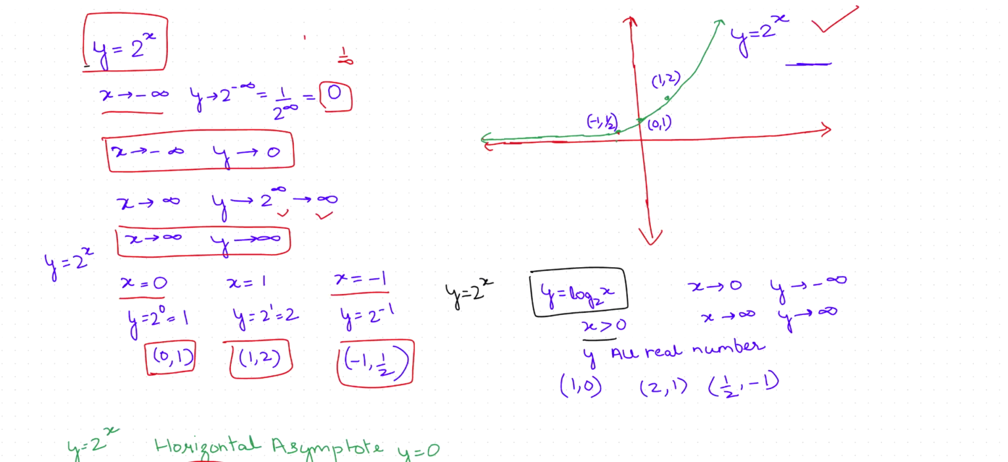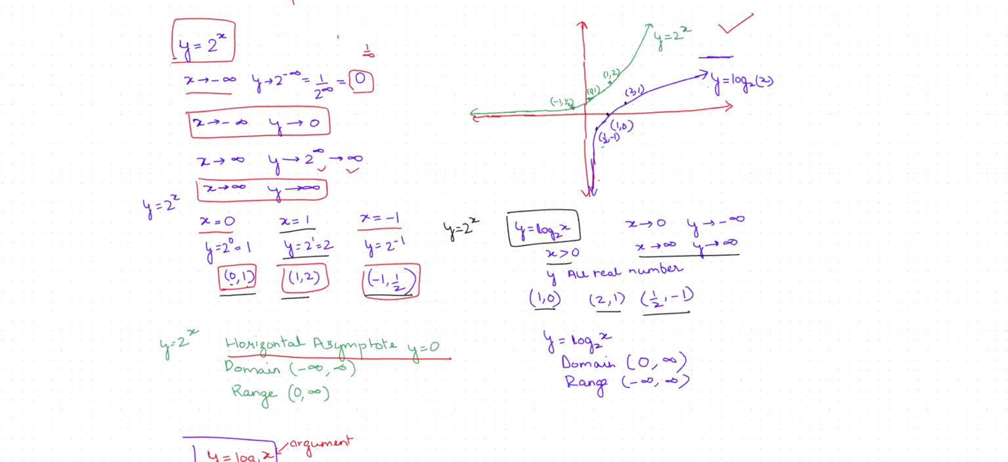So as x tends to 0, y tends to negative infinity, and as x tends to infinity, y tends to infinity. And because it is an inverse, we got these values: when x was 0, y is 1, when x is 1, y was 2. So we can interchange because it is an inverse function. So now 0, 1 becomes 1, 0; 1, 2 becomes 2, 1; and negative 1, half becomes half, negative 1. So let's graph the log function.